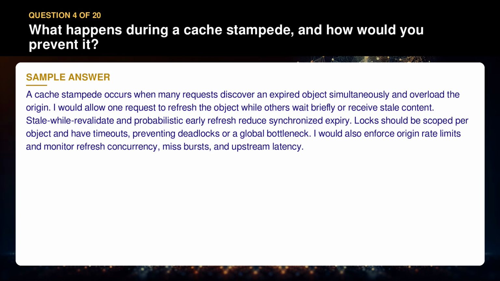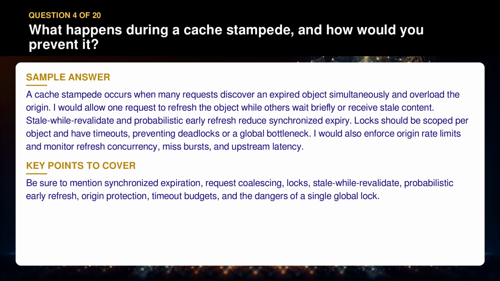I would also enforce origin rate limits and monitor refresh concurrency, miss bursts, and upstream latency. Be sure to mention synchronized expiration, request coalescing, locks, stale while revalidate, probabilistic early refresh, origin protection, timeout budgets, and the dangers of a single global lock.